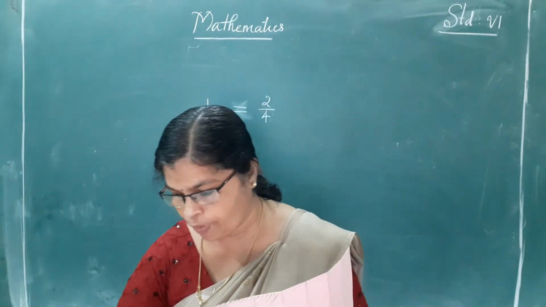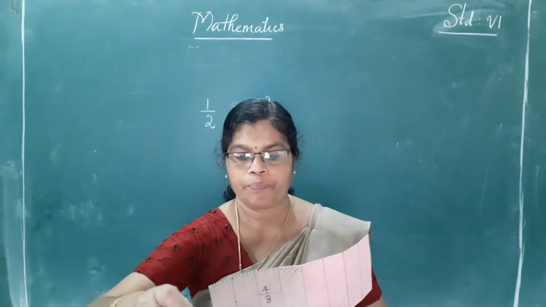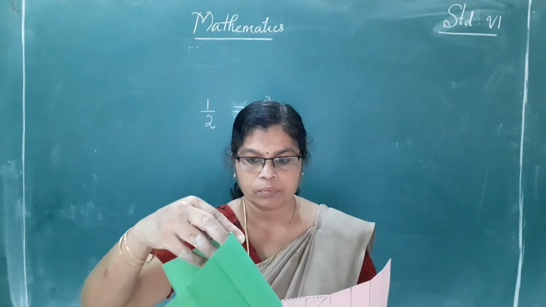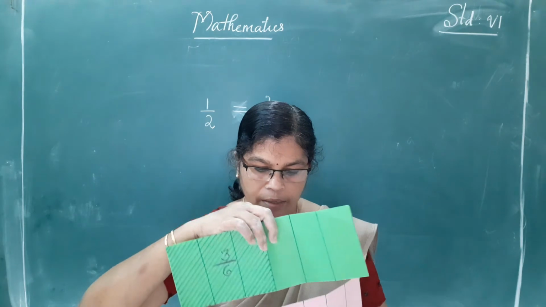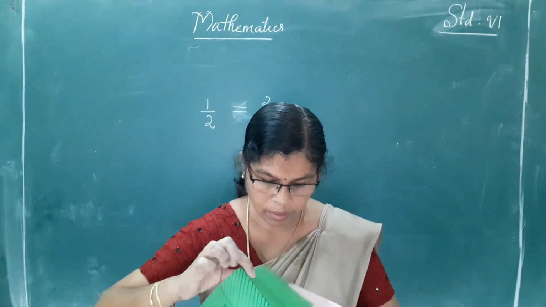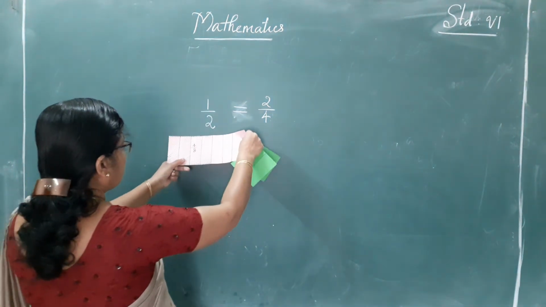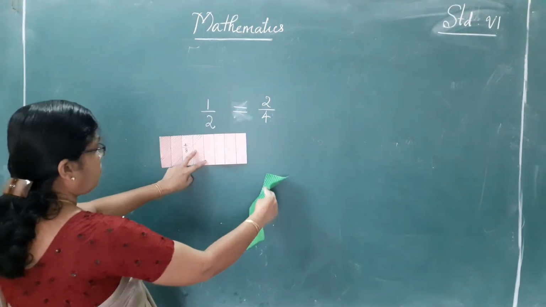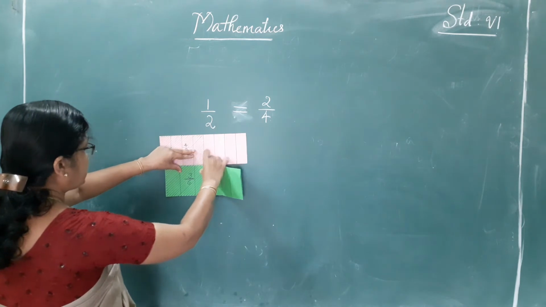Okay children, see, from all these, if you keep them like this, you can understand these are all equal, right? See, this is 4 by 8 and this is 3 by 6.